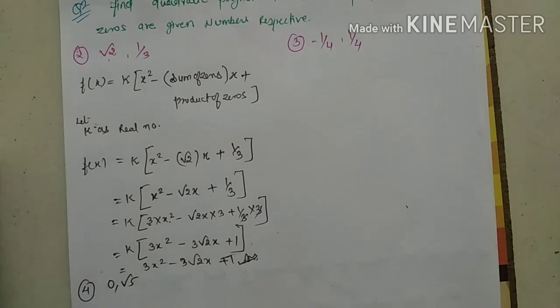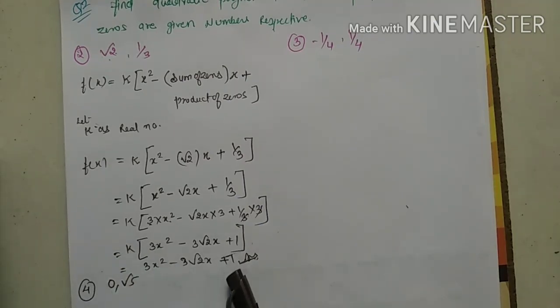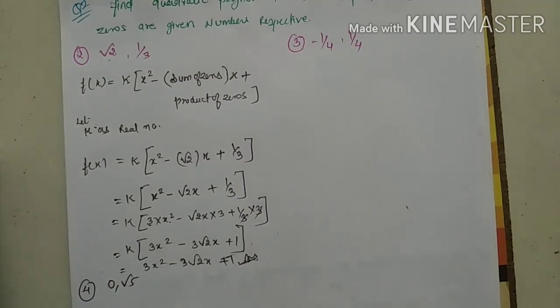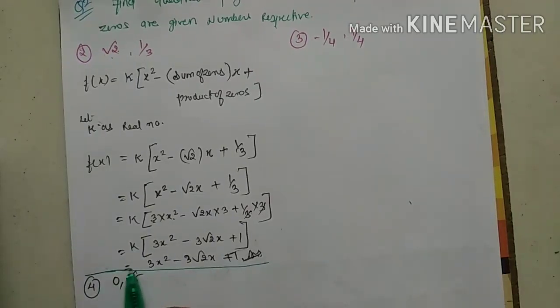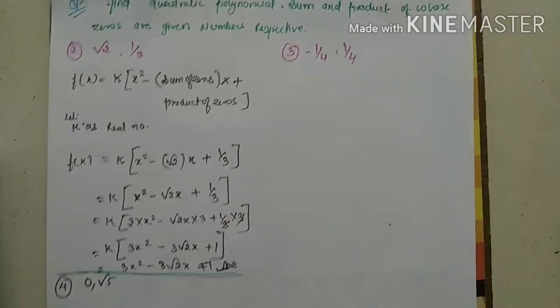Now you can understand k is already a real number. I am assuming k is 1, I can assume that, so it will come like this only. Okay, now come to the next. I am using another pen to understand clearly. I put the line so you can understand this question is this much.